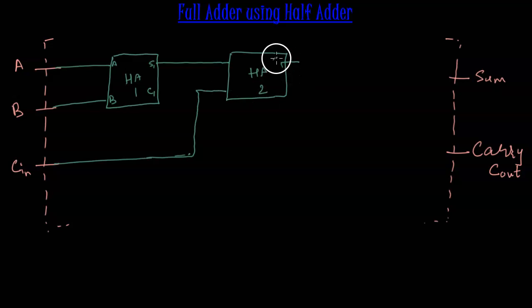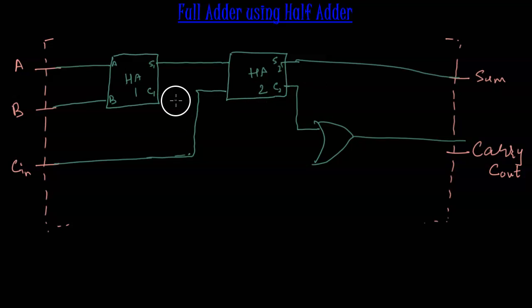So the S2, that is a sum. Now this sum from the second half adder is the sum that we get at the output of my full adder. And next we have the carry. So here we have an OR gate which becomes the carry out, and the inputs of this OR gate are both the carries from the half adder blocks. So we have carry 1 and carry 2, and there we have it.